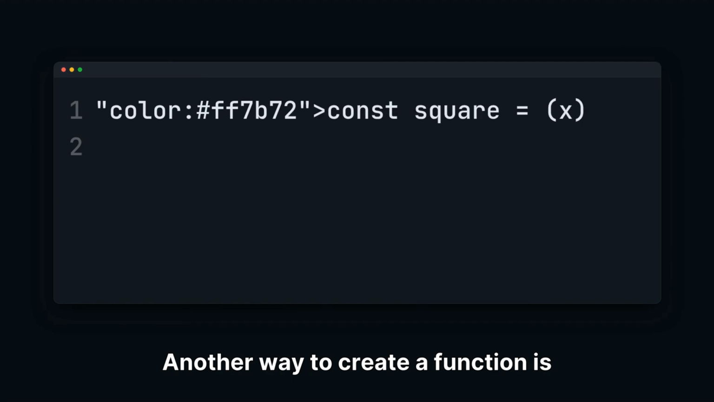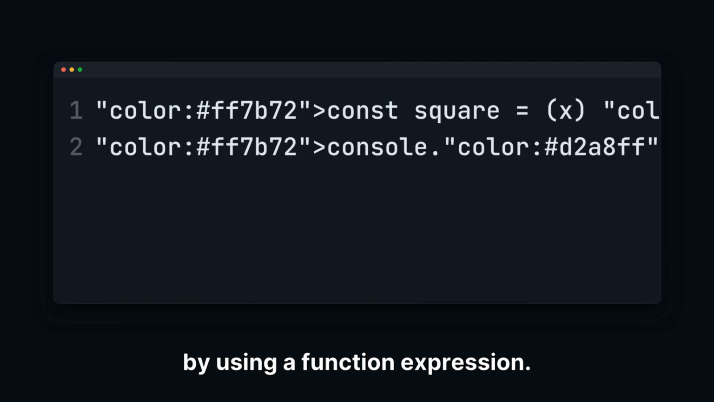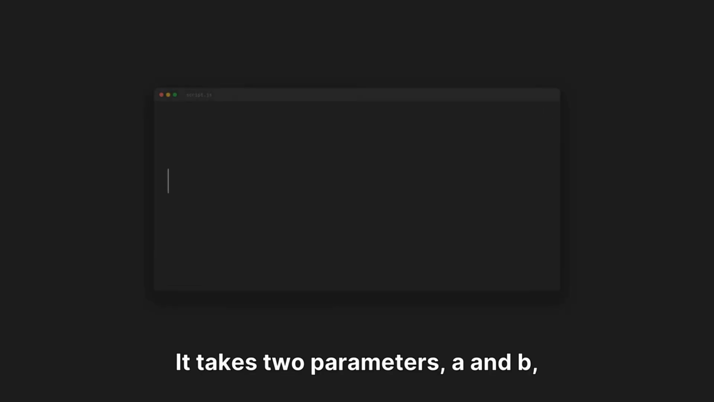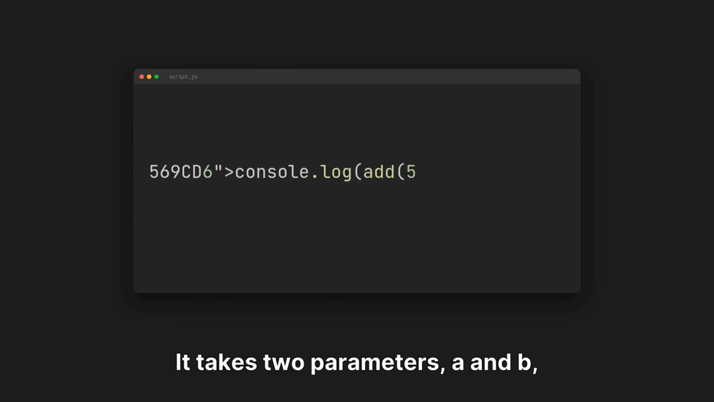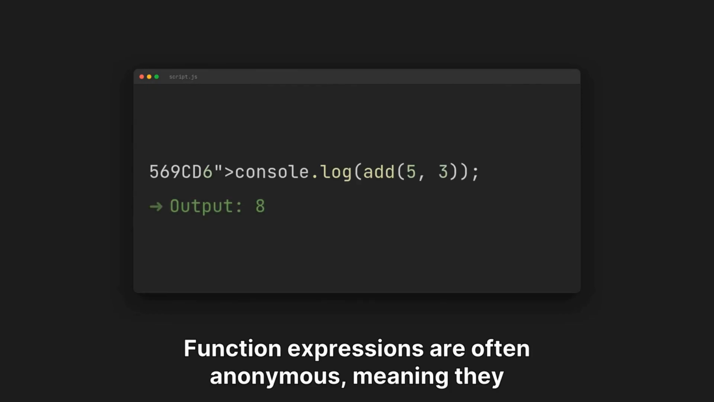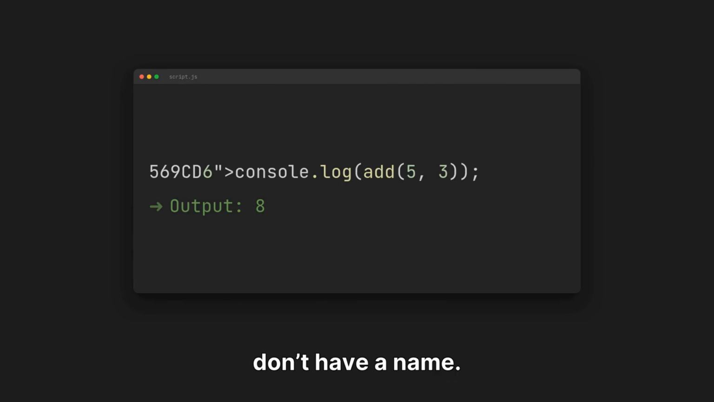Another way to create a function is by using a function expression. In this case, the function is stored inside a variable called add. It takes two parameters a and b and returns their sum. Function expressions are often anonymous, meaning they don't have a name.